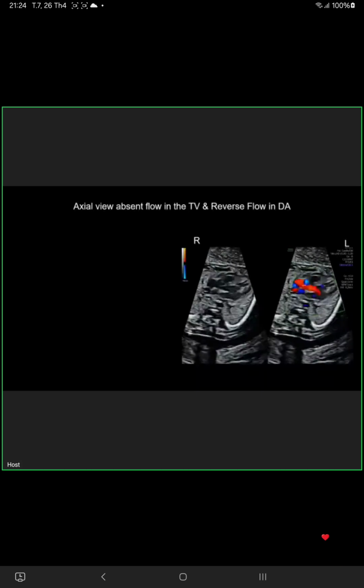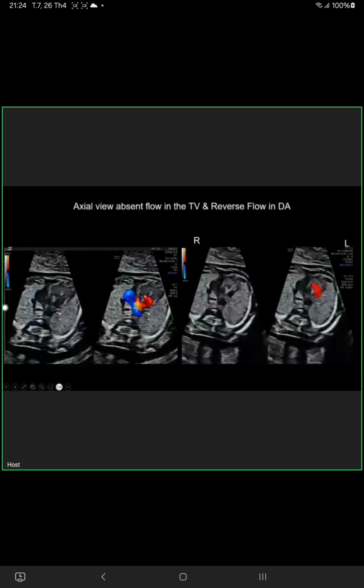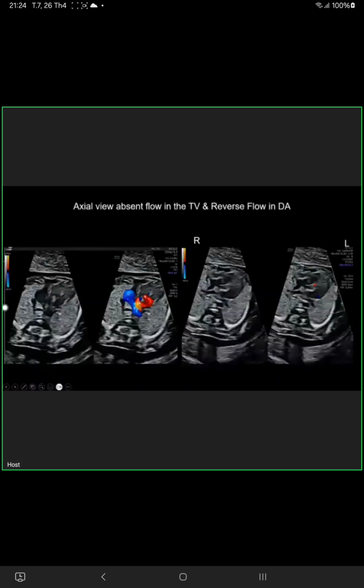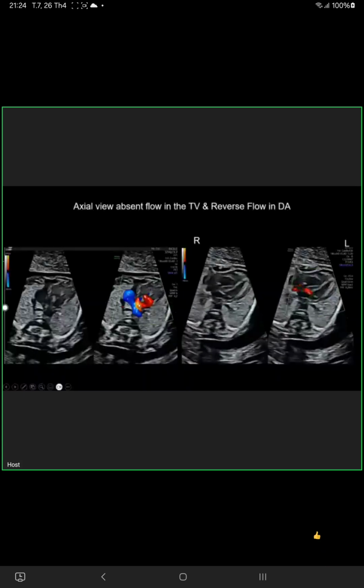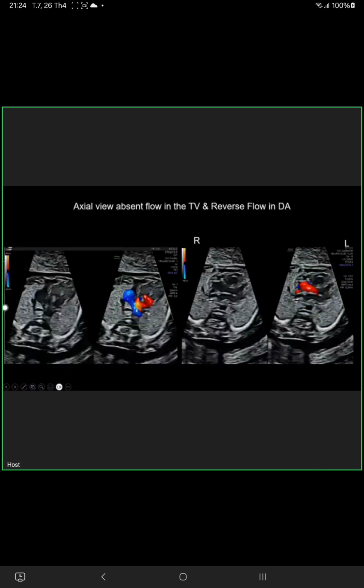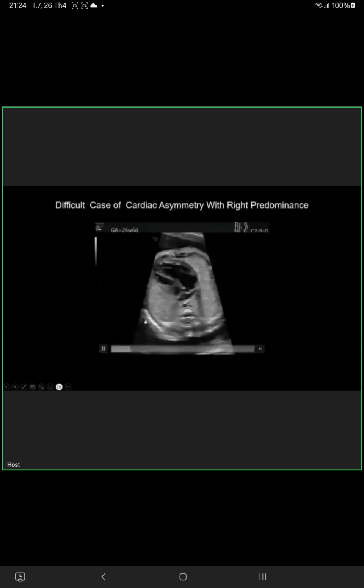The big vessel is aorta. And something interesting, you can see here backflow in the pulmonic. This is pulmonic, it's not aorta. On the sagittal view, the same aorta and backflow in the pulmonic and ductus. Actually, it's a ductus.